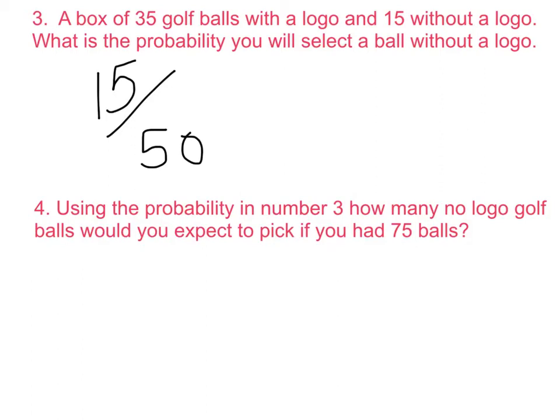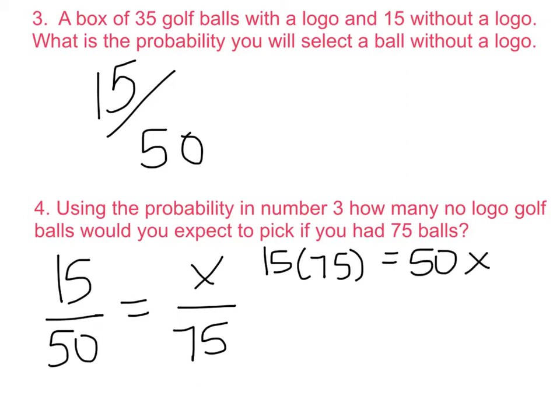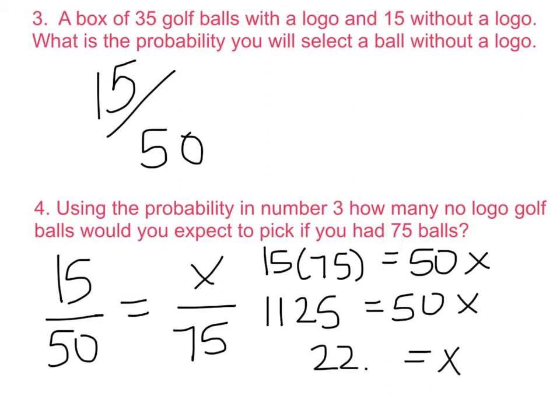Now what you want to do is set up the probability for number 4. It says using the probability in number 3, how many no logo golf balls would you expect to pick if you had 75 balls? So 15 over 50 equals what over 75? So 15 times 75 equals 50x. So 15 times 75 is 1,125 divided by 50 is 22.5.